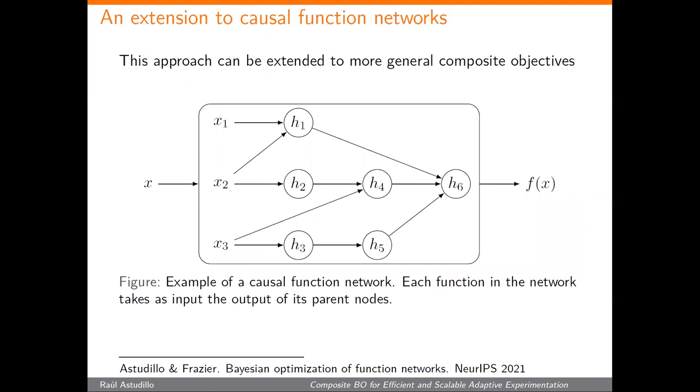Okay, so far I have focused on this very simple class of composite objective functions. I'm not going to go into the details, but I want to highlight that this approach can be extended to a much more general class of composite functions, something we call causal function networks. In these networks, we have a series of functions, H1 through H6 in this case. And the assumption is that each of these functions in the network takes as input the output of its parent nodes.